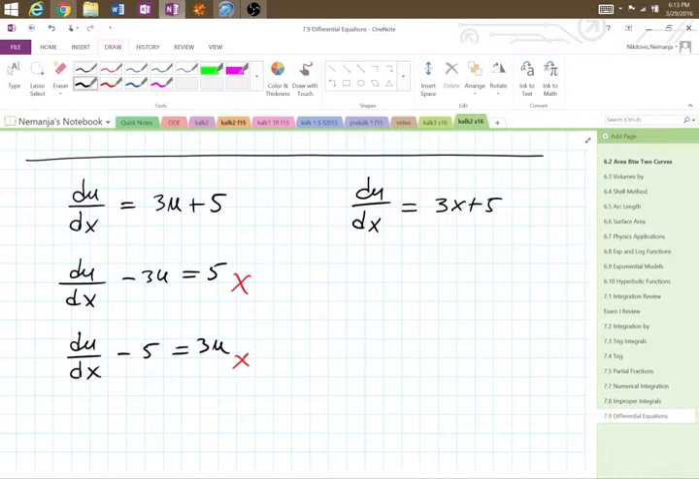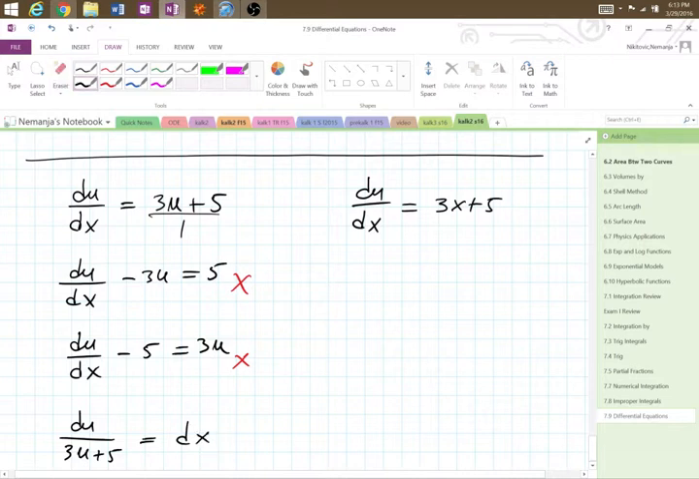Now, if I decide to use 3u plus 5 as a unit, well, in that case, if that's all one unit, then I can swap dx and that one, right? Because it will be over here is over 1. And I would obtain du over 3u plus 5 is equal to dx. And now you see that all u's are on one side and all x's are on the other side, which means the variables are separated. So this is me leading you through correct and bad choices.